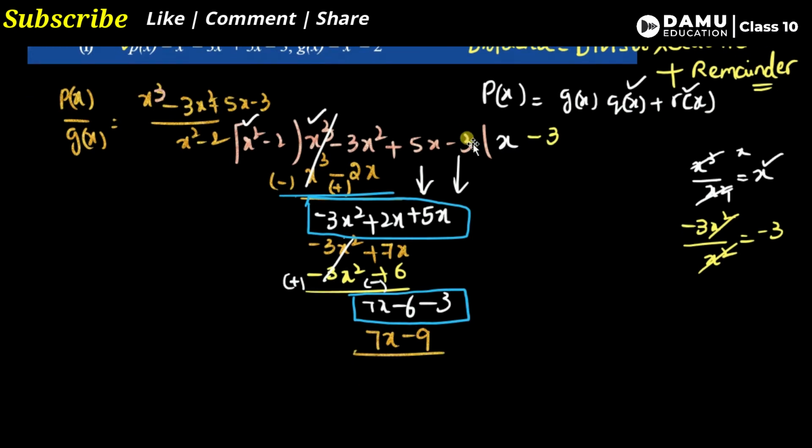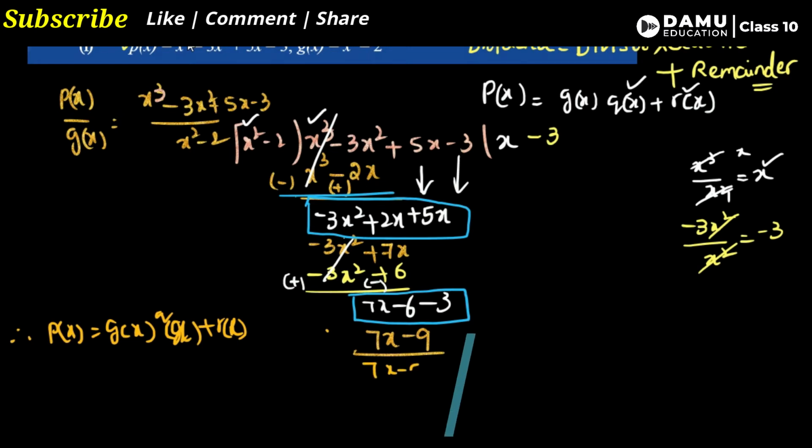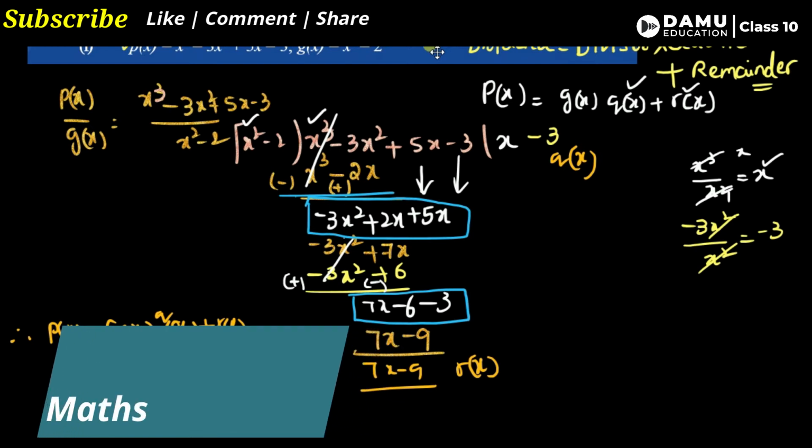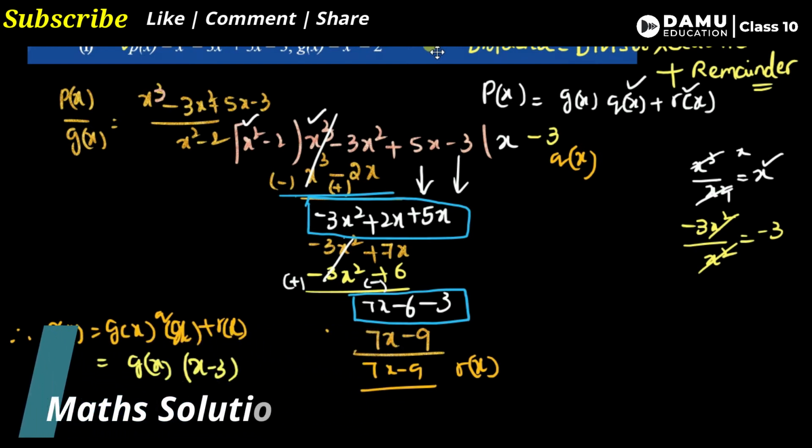Then what is the quotient and what is the remainder? We will write this formula in the format: therefore p of x will be equal to g of x into q of x plus r of x. This 7x minus 9 is the r of x, and this is q of x. So what is the q of x? Let's write, therefore, g of x into q of x, where q of x is x minus 3, plus r of x is 7x minus 9.